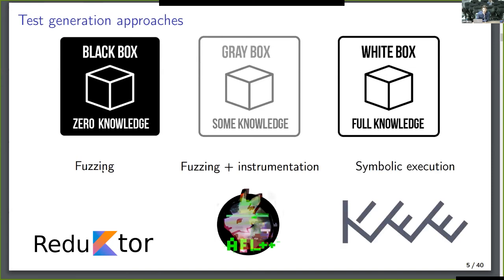And we have this white box approach where we have full information about our program, and we let the testing system infer the test values instead of guessing them. So nowadays, I would say that white box fuzzing is almost synonymous with symbolic execution. And let's discuss what it is.